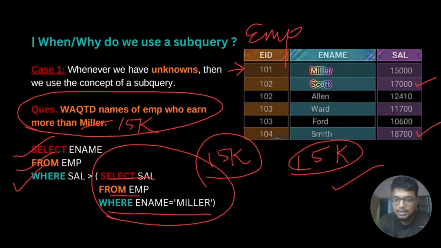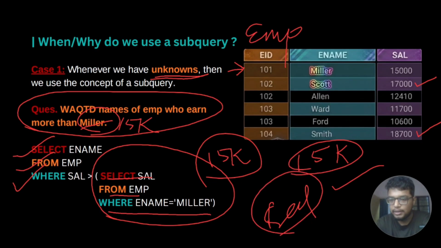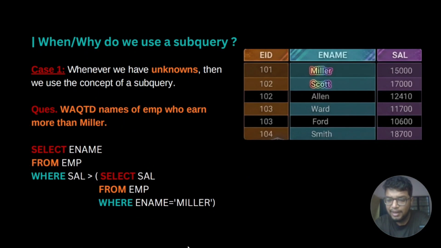And this is nothing but the inner query. Whenever we have unknowns, here the unknown is Miller's salary. Here Miller's salary is the unknown part. In this type of case, we use subquery. We have the data, but we don't have clarity about that particular data.